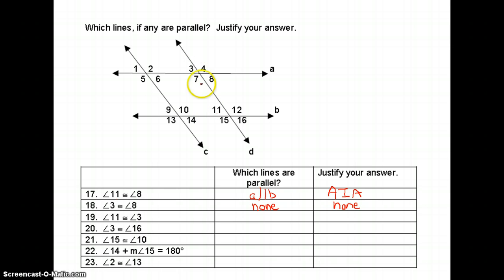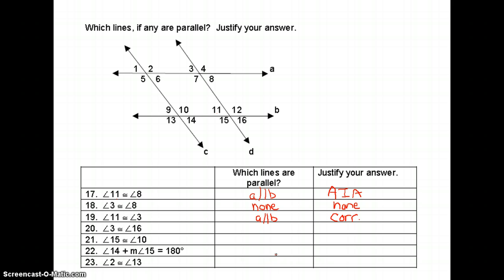19, 11 is congruent to 3. Here's 3, here's 11. They're on this transversal. We're talking about these two lines. 3 is congruent to 11. We know that those are in the same position, or corresponding, so that's our answer, corresponding. Abbreviate it CORR. And again, here's our transversal. The two lines we're talking about are A and B, which are parallel.